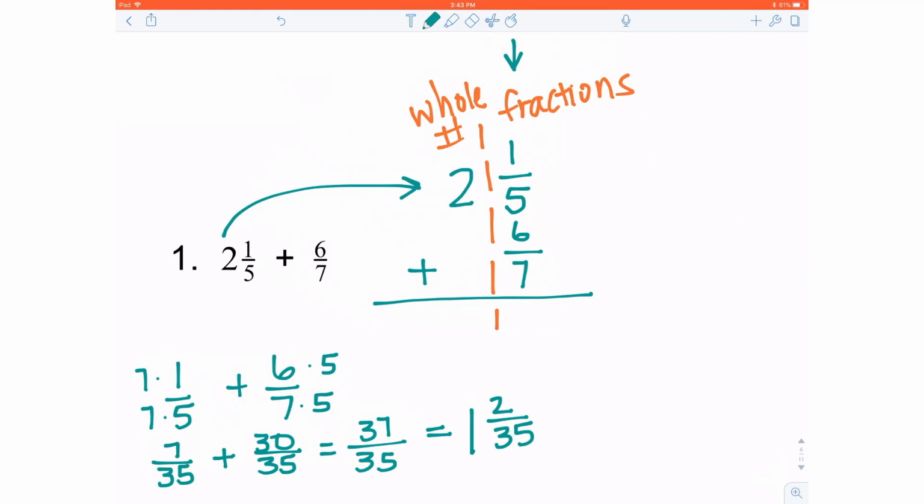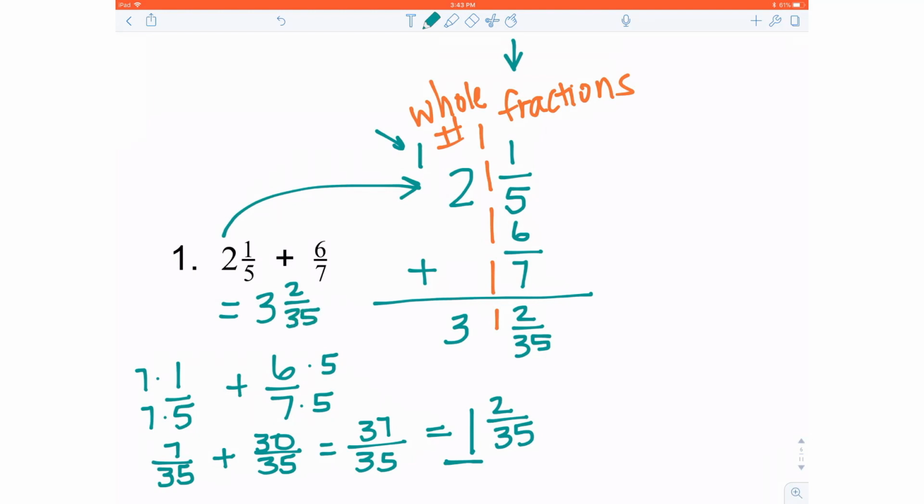So now, we're going to carry, just like we do in regular addition, we're going to carry this whole number over to the whole number side. Okay? And we're going to put our results here, right in our sum part. Now 1 plus 2, the 1 that was carried over plus that 2 that was already there, and we're going to get 3. So this is 3 and 2/35.